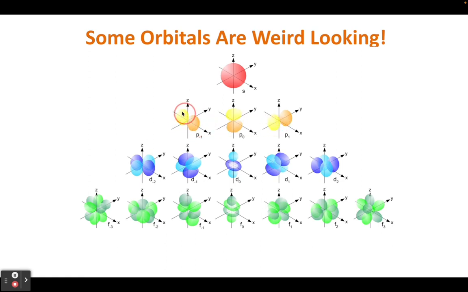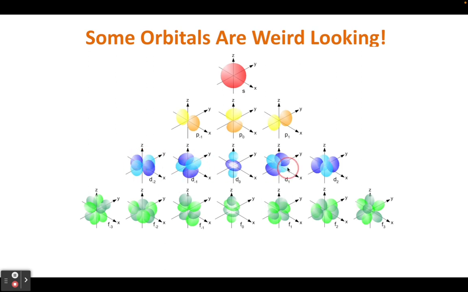You have one along the x-axis, one along the z-axis, and one along the y. So you can see here the three different orbitals. They have the same shape, but they're oriented in space differently. Remember, that was one of the ways we could describe an orbital: it's oriented in space differently. So here's one orbital, here's another, and here's a third, and they're all oriented in space differently.